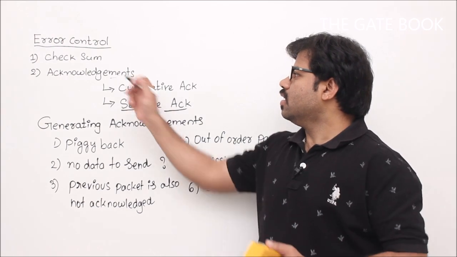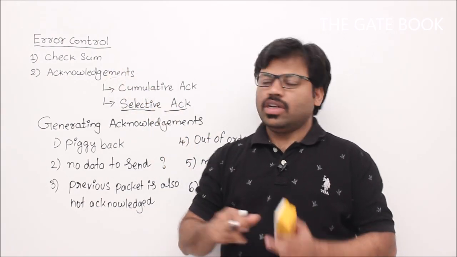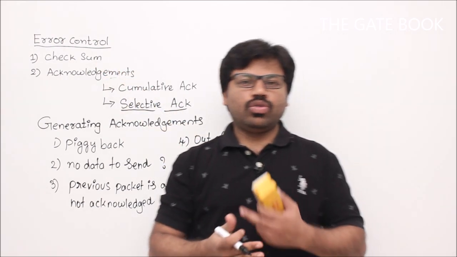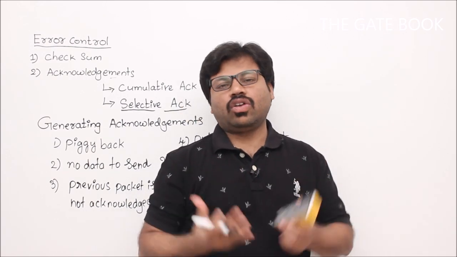Now we'll see error control in TCP. In TCP we have two issues to discuss about error control. One is checksum, second one acknowledgements. Using these two we are going to take care of the entire error control process.